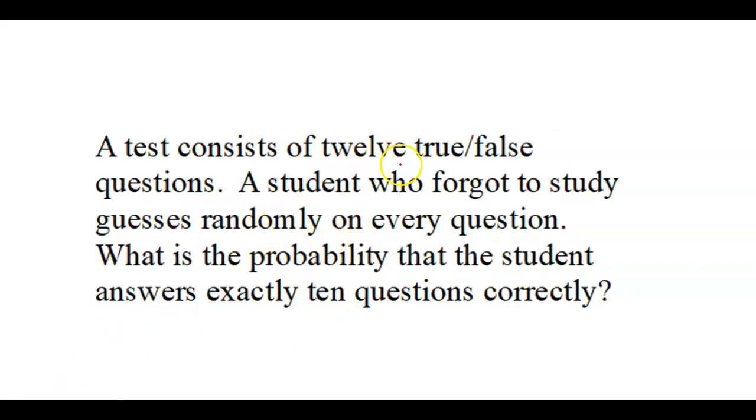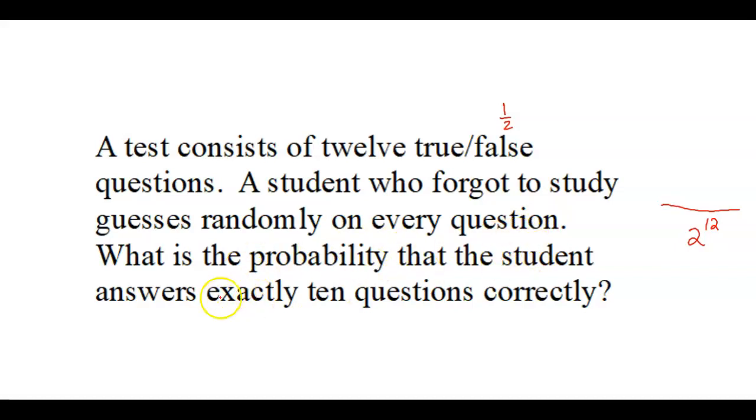Okay, let's go ahead and take a look at the next one. A test consists of 12 true-false questions. Again, because it's true-false, that's a 50-50 chance each time, right? There are 12 questions. A student who forgot to study guesses randomly on every question. What is the probability the student answers exactly 2 questions correctly? Again, because there's a 1 in 2 chance for each one, there are 2 possible outcomes for every test question. So 2 to the 12th is going to be the total possible outcomes of all of those test questions if I'm guessing true or false.